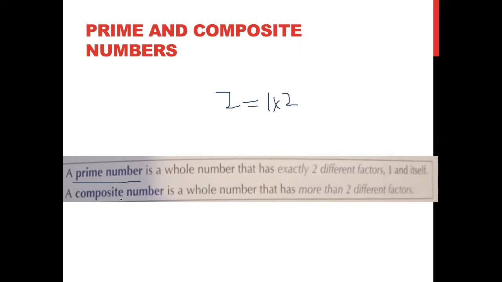But a composite number is a whole number that has more than two different factors. Like 6 is equal to 1 multiplied by 6 and 2 multiplied by 3. So here, 1 and 6 are factors of 6, and 2 and 3 are too. So this is a composite number as it is a whole number and has more than two different factors.